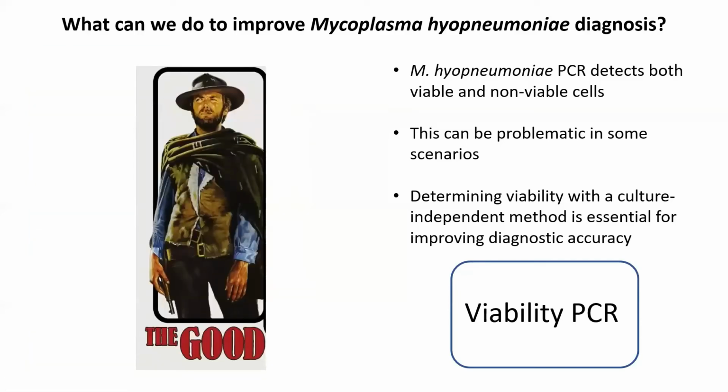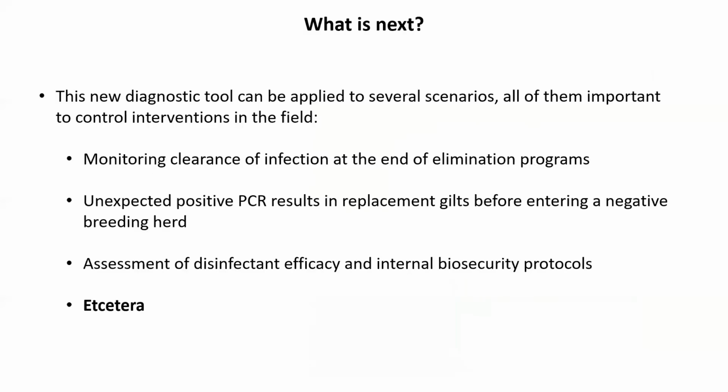So finally, we found the good of the movie, our viability PCR. This tool that we have developed has very high potential and will open a wide umbrella of possibilities to investigate many aspects of Mycoplasma hyopneumoniae infection that are currently unknown. So what's next? Our viability PCR can be applied to different scenarios in which knowing the viability of the genetic material is important, such as when monitoring the clearance of infection at the end of elimination programs, when we have unexpected positive results, or in internal biosecurity protocols. And finally, I've highlighted the word etc. to emphasize that the applicability of this diagnostic tool is very high, and all of that is work in progress.